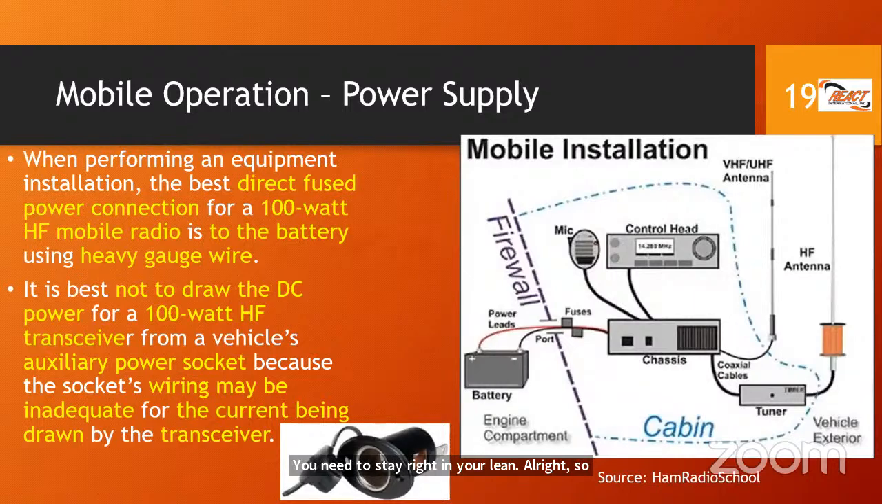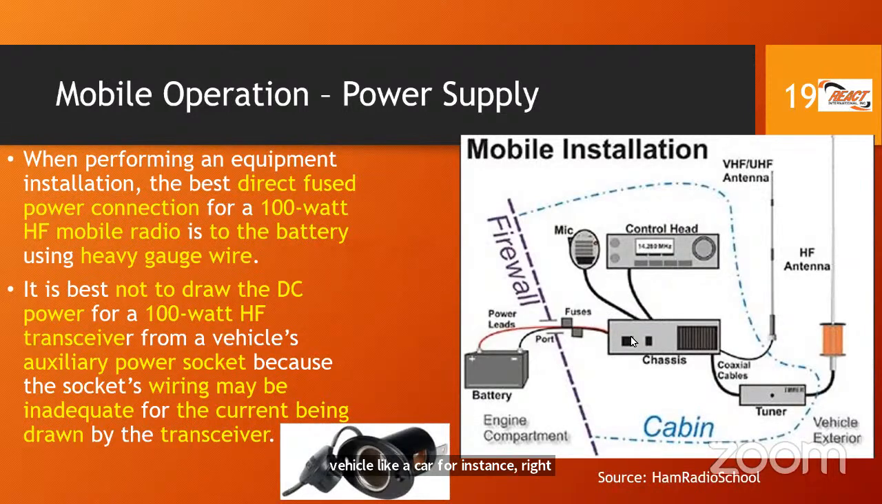So now we are coming to mobile operations. Mobile operations is when we install our radio in a vehicle, for example, right? And of course, you have different types of mobile operations. You can have maritime mobile, you can have aeronautical mobile. But typically, when we talk about mobile operations, we're talking about putting our radio in a vehicle, like a car, for instance, right? Or a truck or a van or something like that.